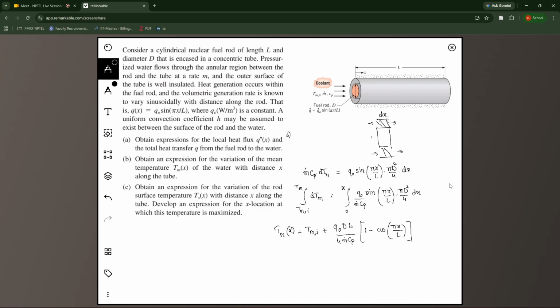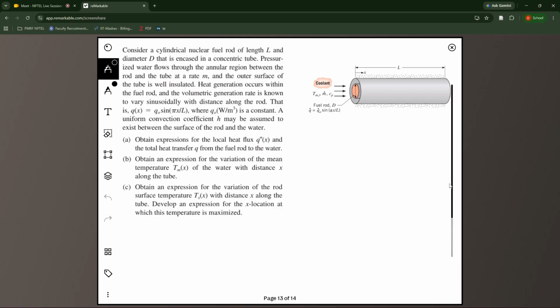Okay. Then we'll move on to the last part. So now what we are asked to find is: develop and obtain an expression for the variation of rod surface temperature with the distance x along the tube. Then develop an expression for the x location at which this temperature is maximized. So first let's solve the first part of the problem, which is a straightforward one. We know the temperature difference, so we can calculate.